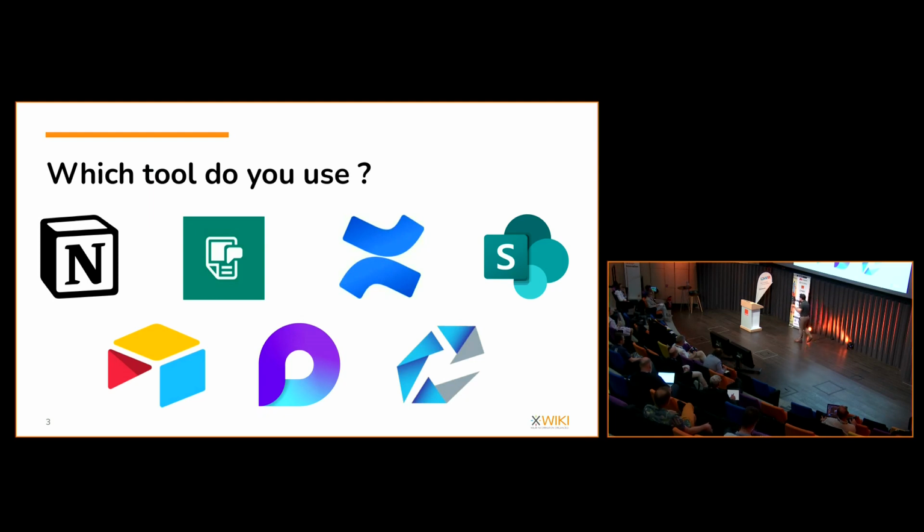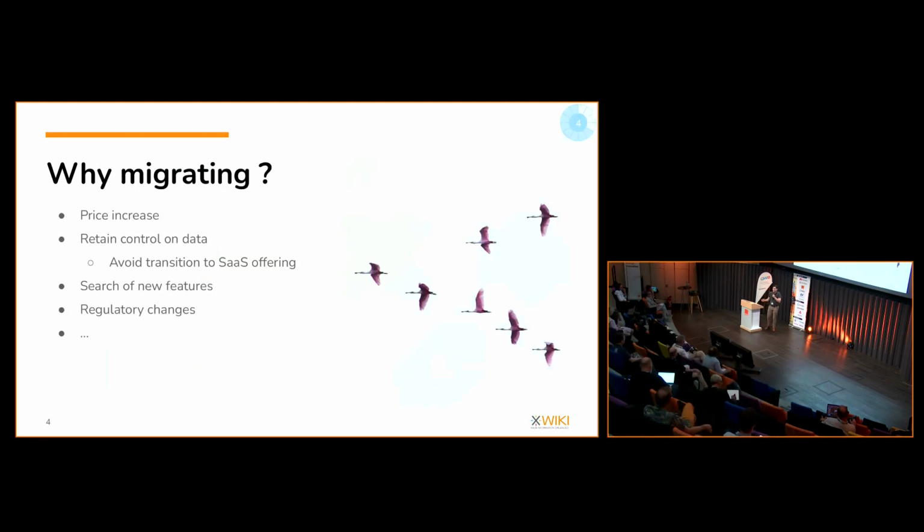They all have their own particularity, right? They have their own way of organizing the information. And the question is, when the time comes to migrate, what should we do, basically? What's really the process to migrate? So there are many reasons why you would like to migrate, of course. For example, the price increase.